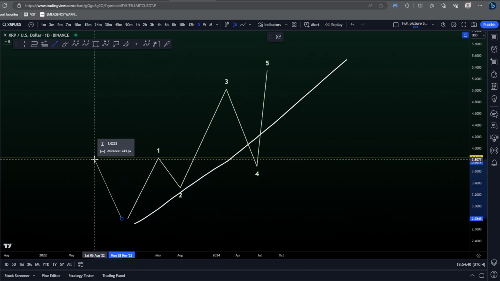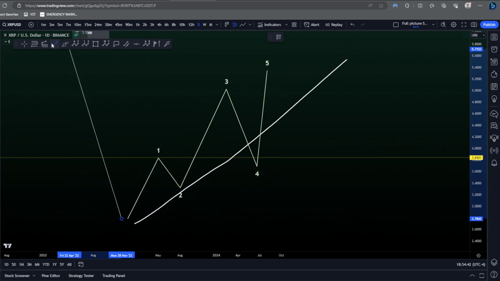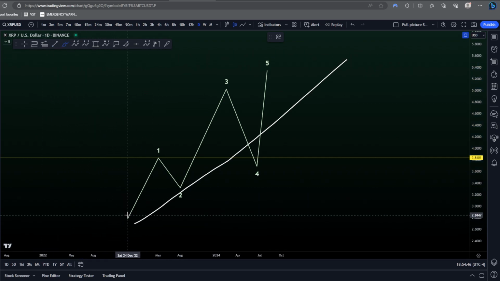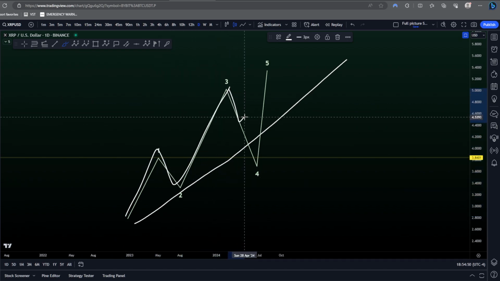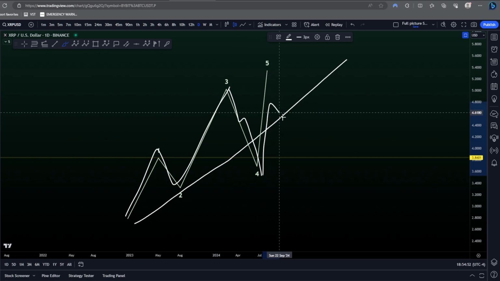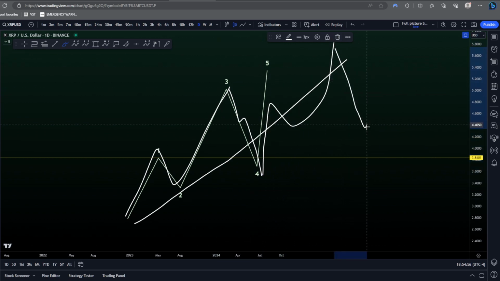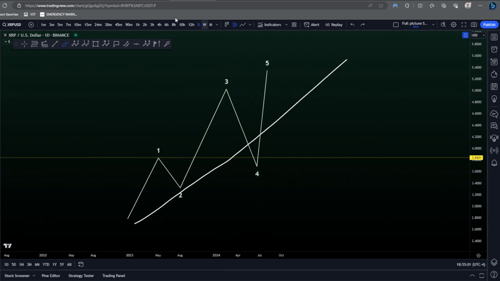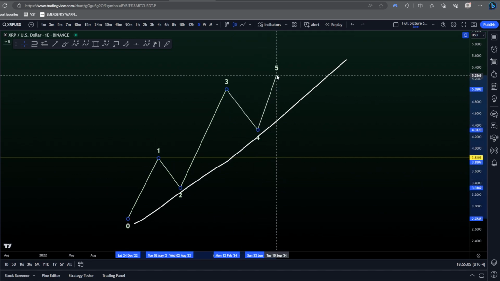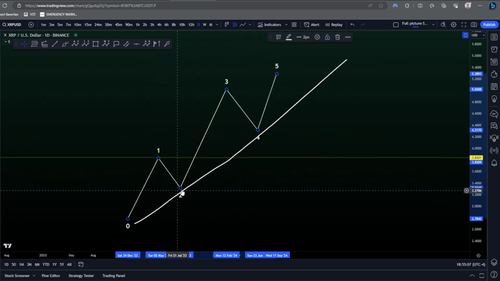It could be the start of something like this. Could be the start of something like this, and then another correction up. It could definitely do that, and then we can go down. But that's a corrective wave. We'll get to it. Cannot go past wave 1.